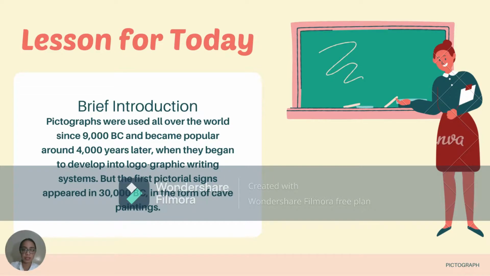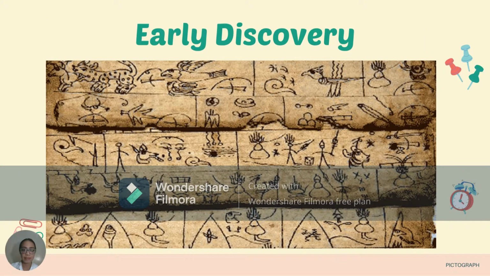We have here the brief introduction of pictographs. They were used all over the world since the 9000 BC and became popular around 4,000 years later when they began to develop into logographic writing systems. But the first pictorial signs appeared in 30,000 BC in the form of cave paintings. So we have here an example, an early discovery of pictographs and how it came to be.